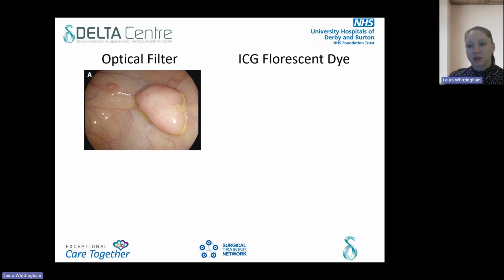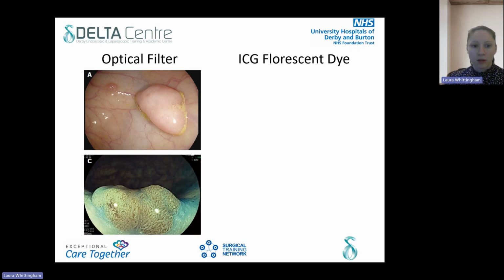This is where the optical filter comes into play. So you can see on this next image, the operator can get a far greater detail of view as to what the cell organization is like within the polyp and whether it looks particularly concerning or whether the structure's far more benign looking.